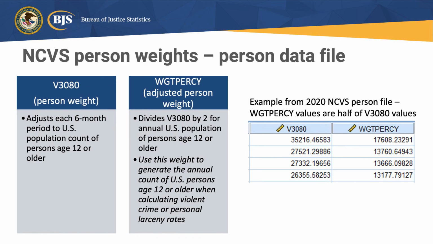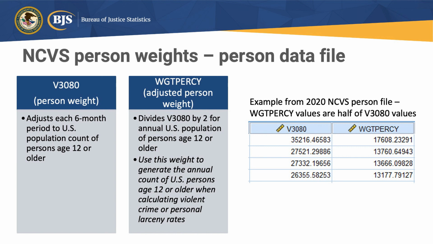The process is similar for the NCVS person weights that are included on the person data file. The original weight on the file, V3080, adjusts each 6-month period to the U.S. population count of persons ages 12 or older. But in order to not double that when we combine to make an annual file, we adjust that weight, dividing it in half, and the resulting weight is weight PERSI, weight PER for person and then collection year. So we use this weight to generate the annual count of U.S. persons ages 12 or older when calculating violent crime or personal larceny rates.